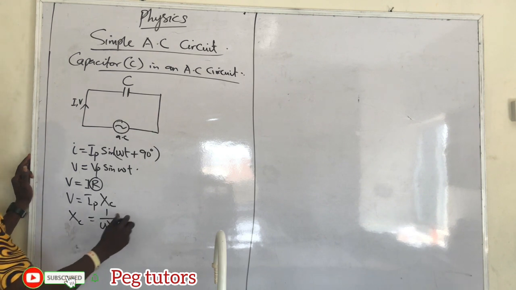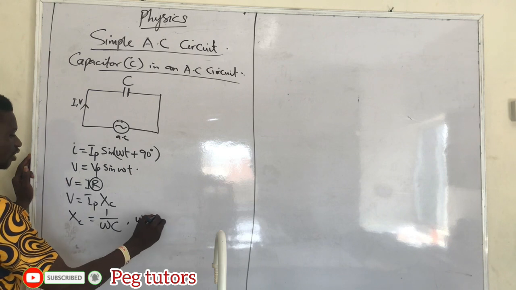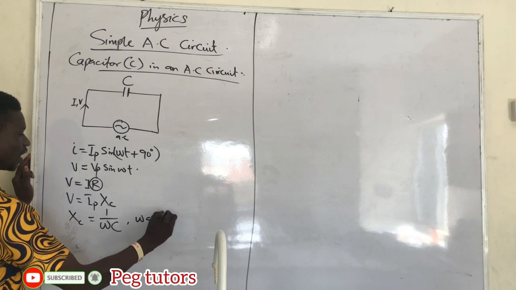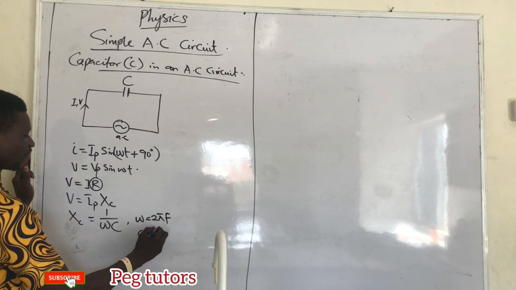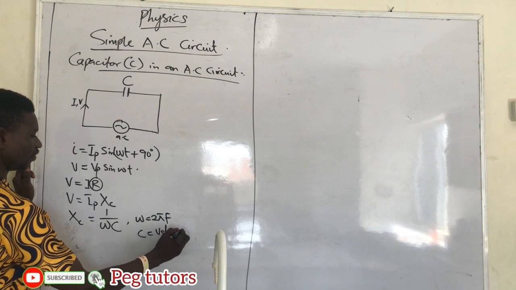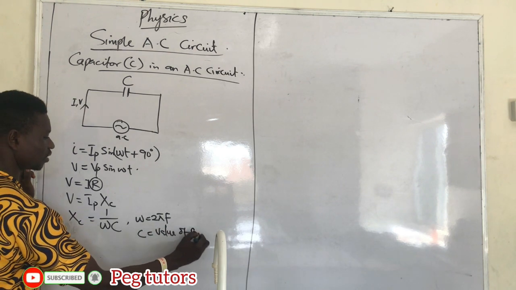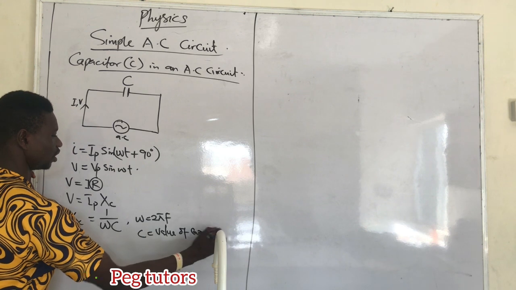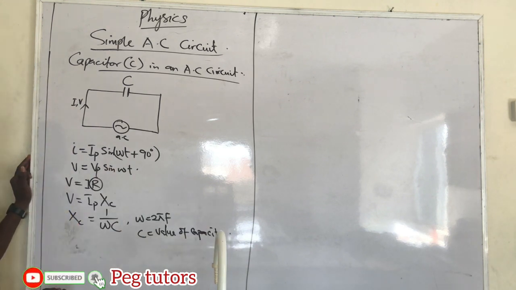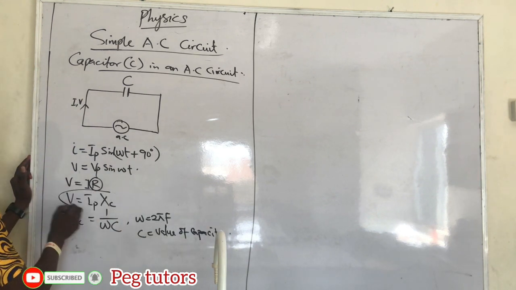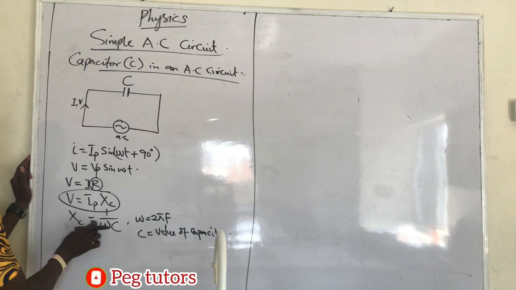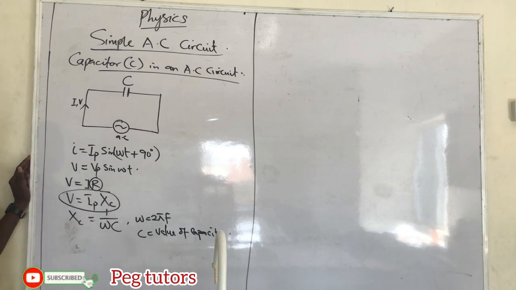Where omega, remember, is still the same thing as 2 pi f as usual, and C is the value of the capacitor, which will be given to you in the question. So you come back here to do your calculation. After you find your XC, you bring it back here and do any calculation you wish to do.